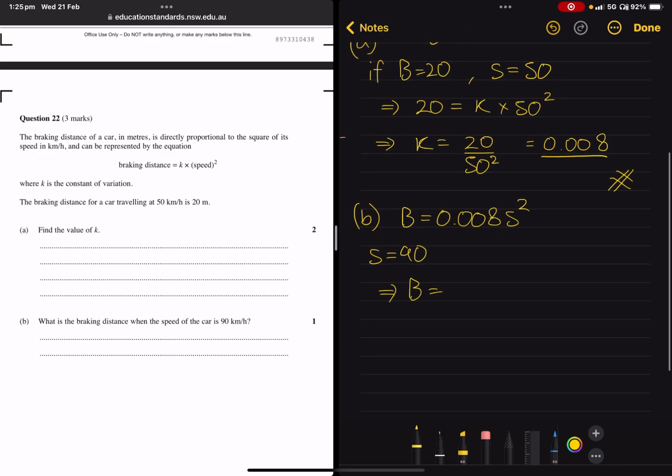So braking distance is 0.008 times 90 squared. This is 64.8. And this is the braking distance, and this is in meters.